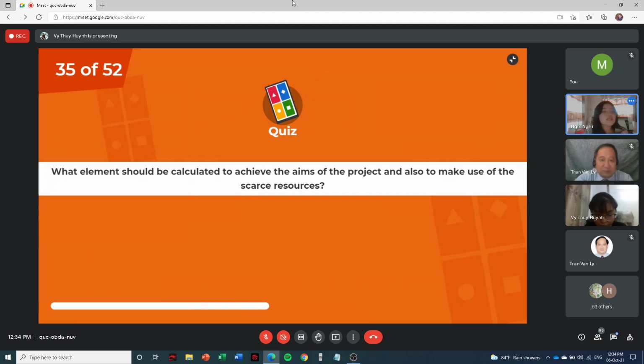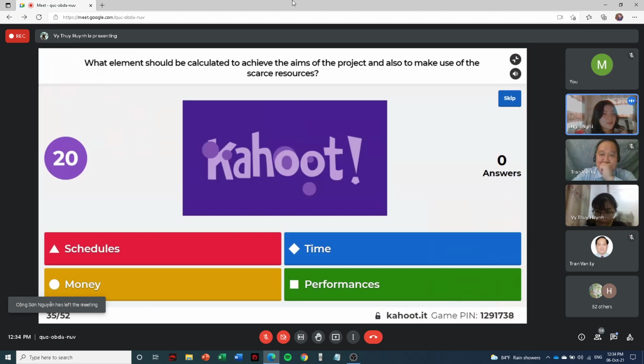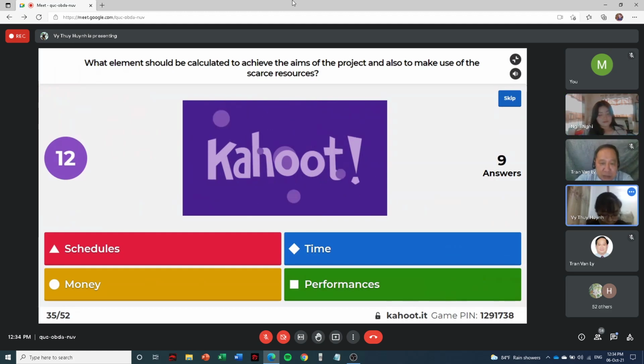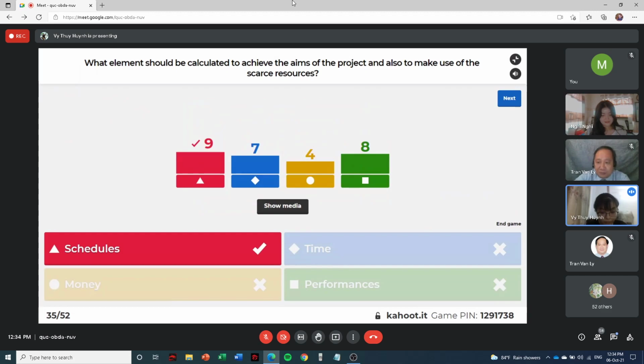Okay, next question. What elements should be calculated to achieve the aims of the projects and also to make use of the scarce resources? Okay, the answer is schedules.